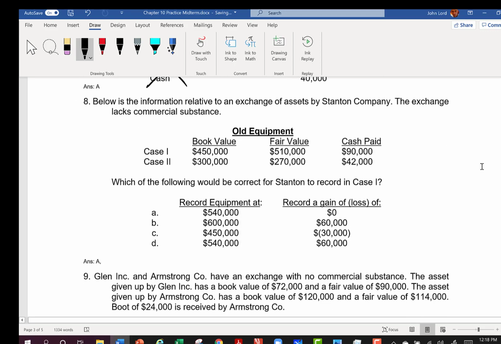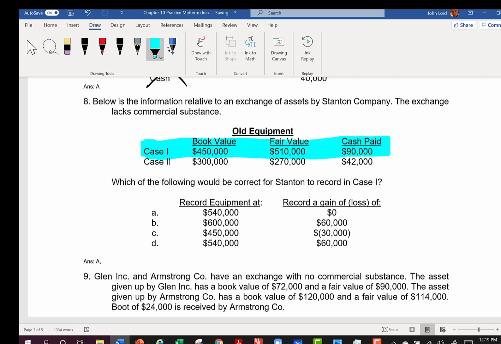Okay, good. Let's go ahead here and look at question 8. They give me a couple of cases. If they give you a couple of different cases, and then they ask you what's going on with case 1, that means you only pay attention to case 1 to answer this. So they say that Glenn Company and below's information of assets by Stanton Company. The exchange lacks commercial substance.